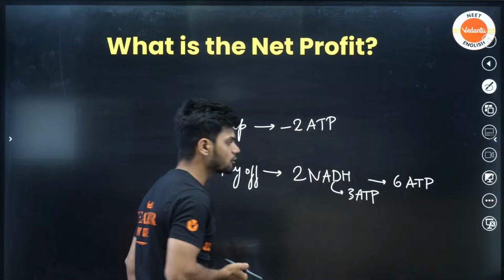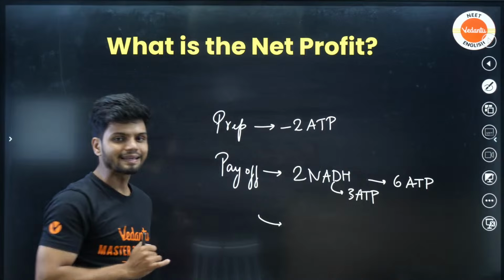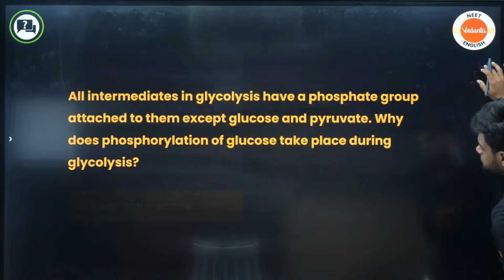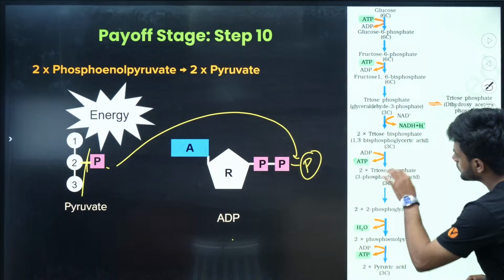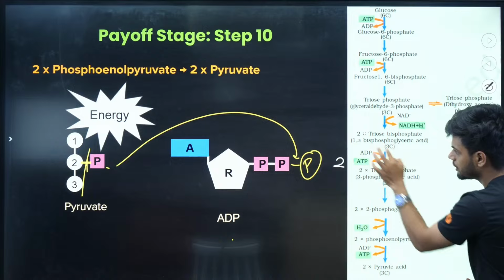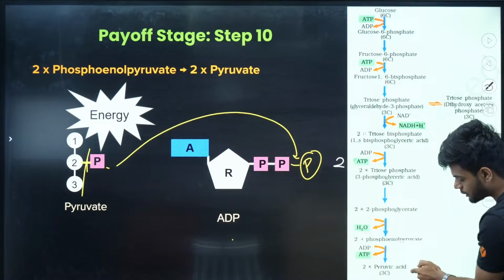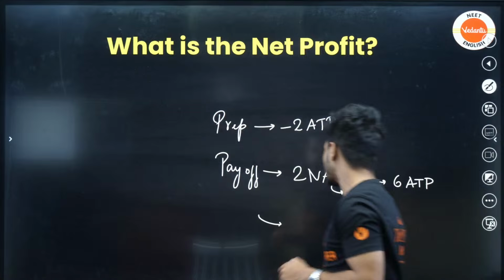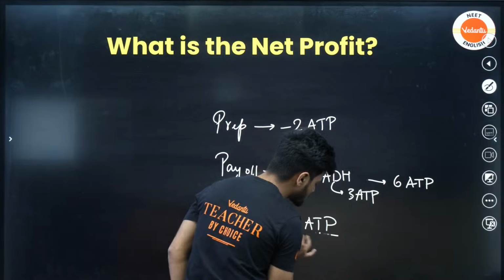If you also know, in the case of your preparatory stage, there is also production of two ATPs. If you look here, there are two molecules. So can I write two ATPs here? Here also there are two molecules of phosphoenolpyruvate getting converted to pyruvic acid. So can I also write two here? Yes, sir. So in total, can I write four ATPs? Yes, four ATPs.